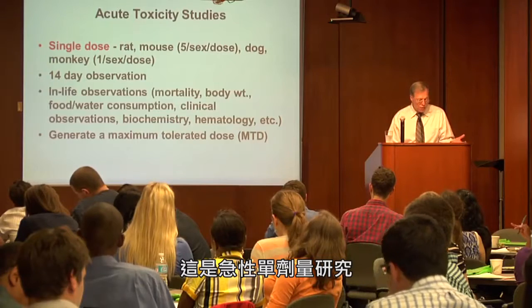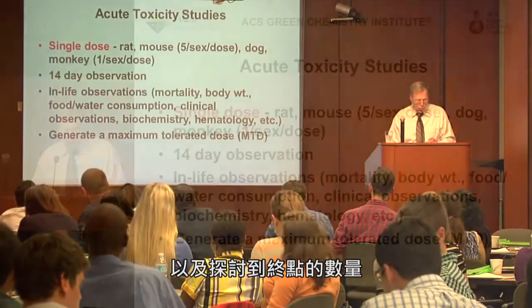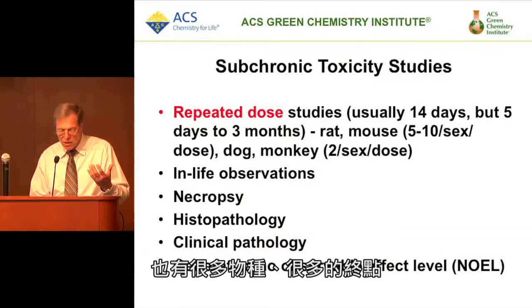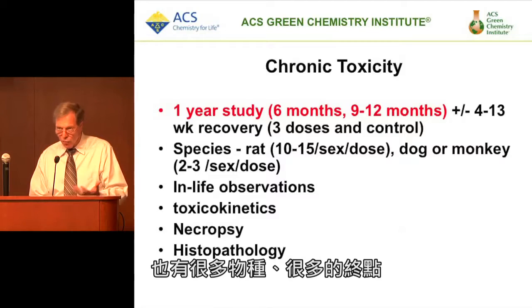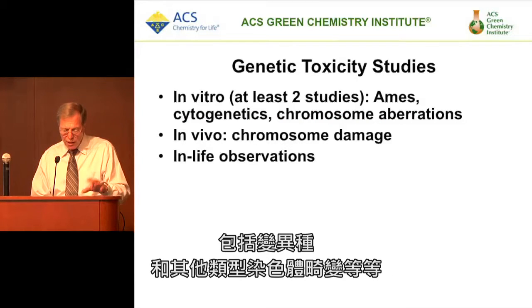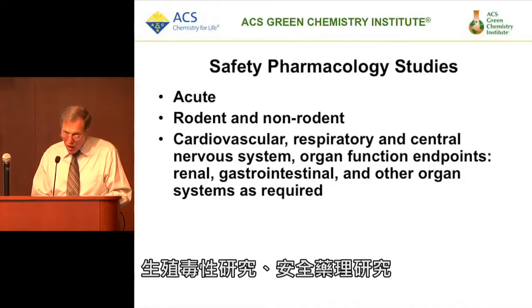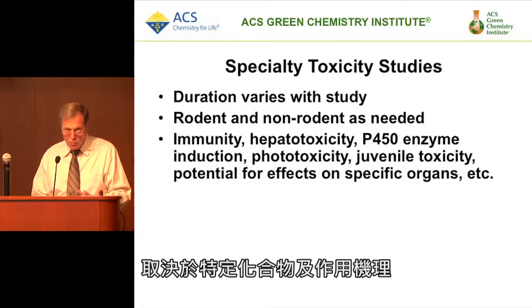So here, single dose acute studies, see a variety of species that are evaluated, a number of endpoints that are looked at. Subchronic toxicity studies, repeat dose studies, again, variety of species, variety of endpoints. Chronic toxicity studies, 1 year, again, variety of species, variety of endpoints. Genetic tox studies, several genetic tox studies are done, both mutagenic as well as other types for chromosome aberrations, cytogenetics, etc. Reproductive tox studies, safety pharmacology studies, specific toxicity studies depending on the particular compound, its mechanisms of action.